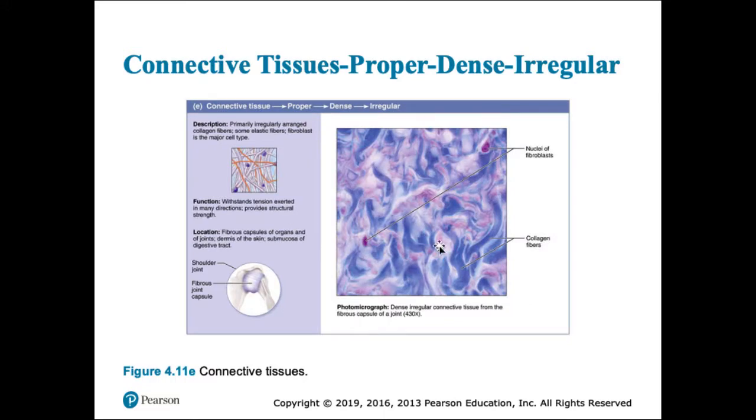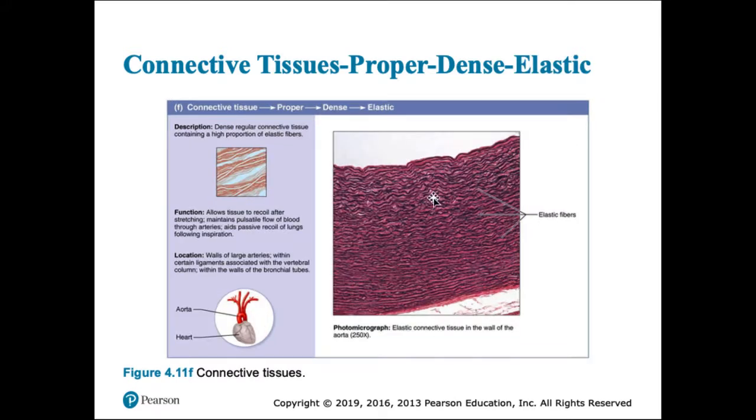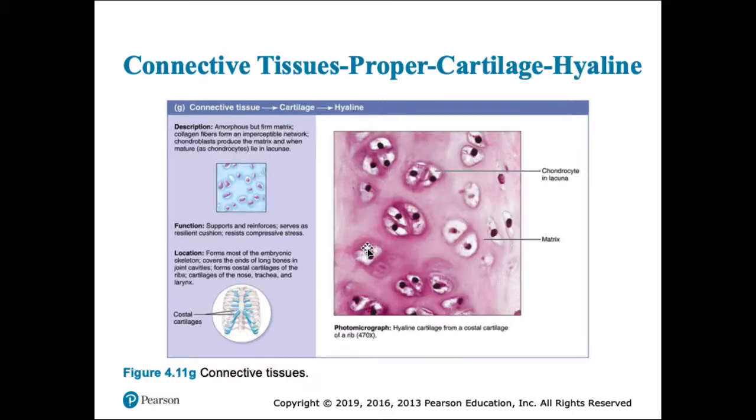And then we have this irregular tissue. And of course, that withstands tension exerted in many directions. So it's typically found in the fibrous capsules of organs and joints, the skin, things like that. And then we have this elastic tissue. Of course, it allows the tissue to recoil after stretching. You're going to find these in the arteries, in the ligaments associated with the vertebral column, within the bronchial tubes, places like that.